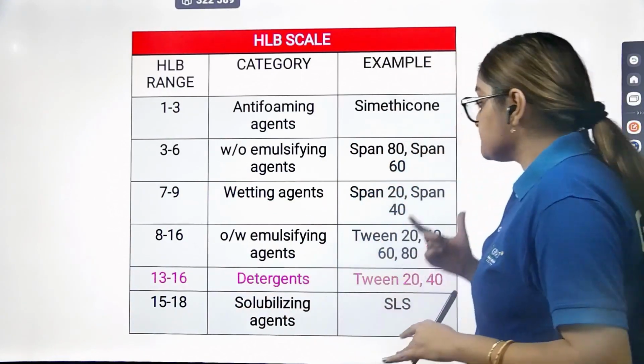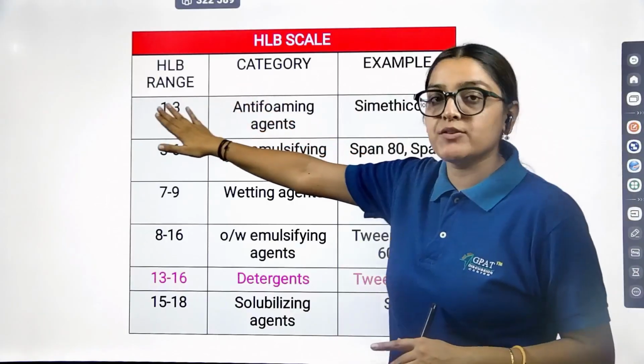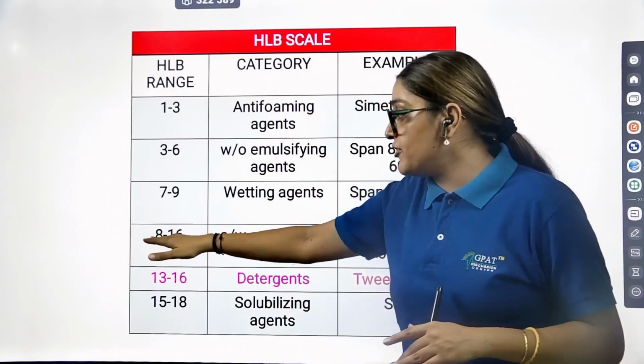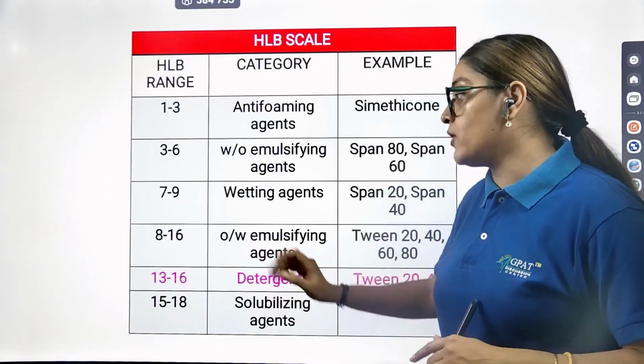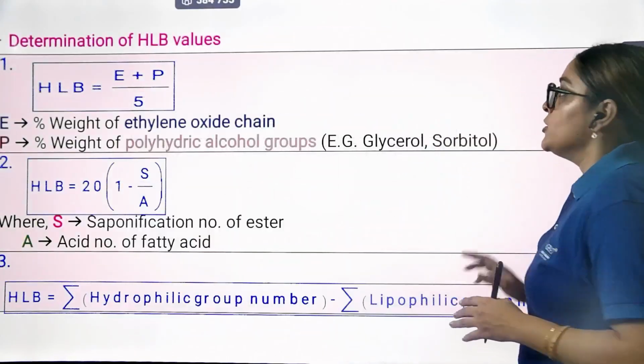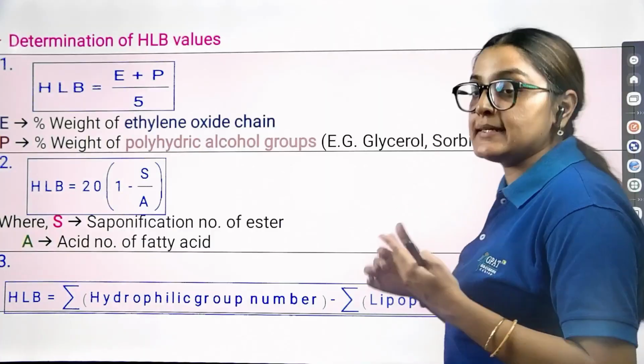Okay, so can you see, if the value is around 1 to 3, they may ask you directly, it will be anti-foaming agent. If it is around 9, then it will be oil in water emulsifying agent, and so on. Right. So how do we determine these HLB values?